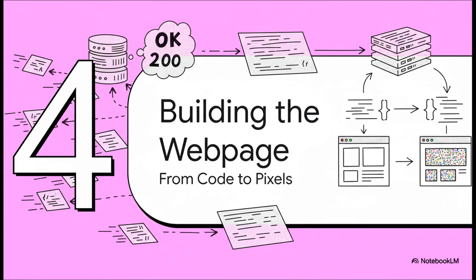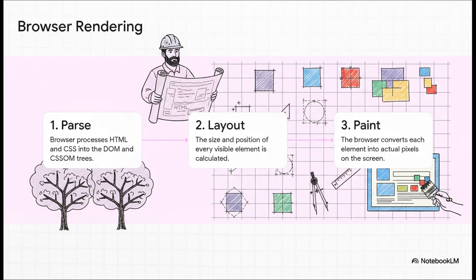So, once the server gives that 200 OK and sends the website's files back in all those little packets we talked about, the final act begins. Your browser now has to take all of that raw code and turn it into the web page you actually see on your screen. So your browser basically becomes this master builder. First, it reads all the HTML and CSS code to create a kind of blueprint. Then, it calculates the layout, figuring out the exact size and position of every single thing on the page. And finally, it paints the pixels onto your screen, bringing the whole website to life.